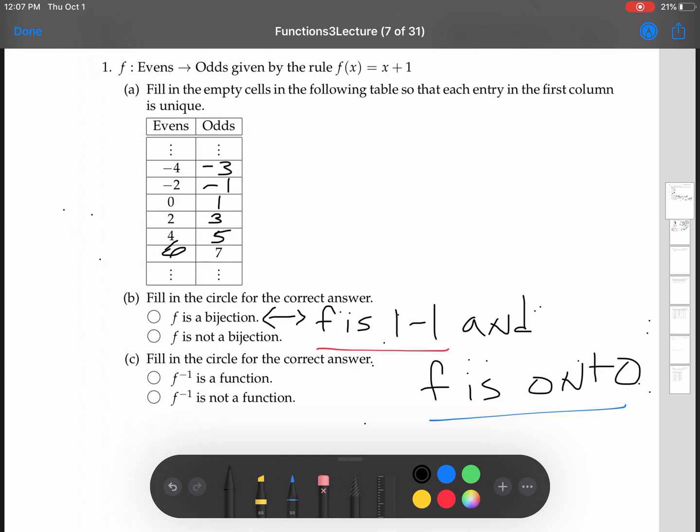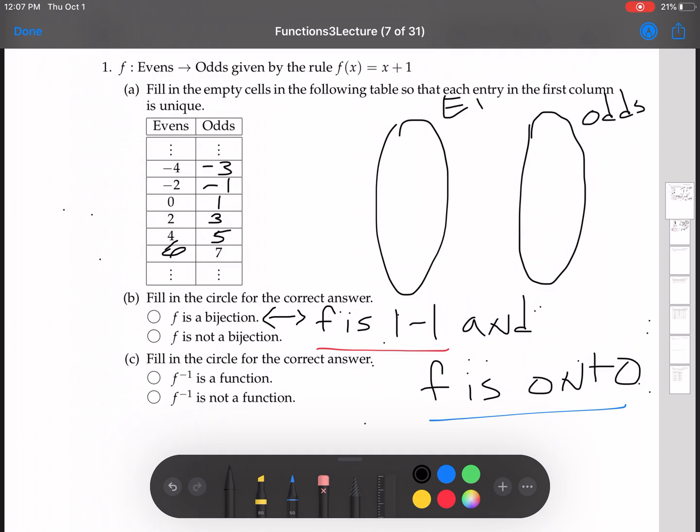The basic idea for how you would prove it is that here we have the odds, here we have the evens. So what does a general odd look like? It's 2n plus 1, right? So what's the even that comes over to 2n plus 1? You guessed it, 2n.